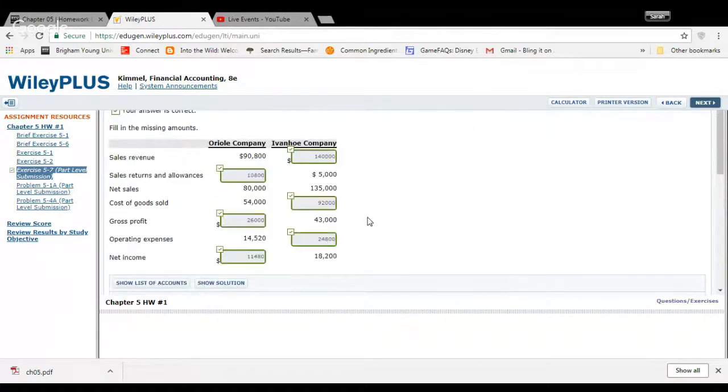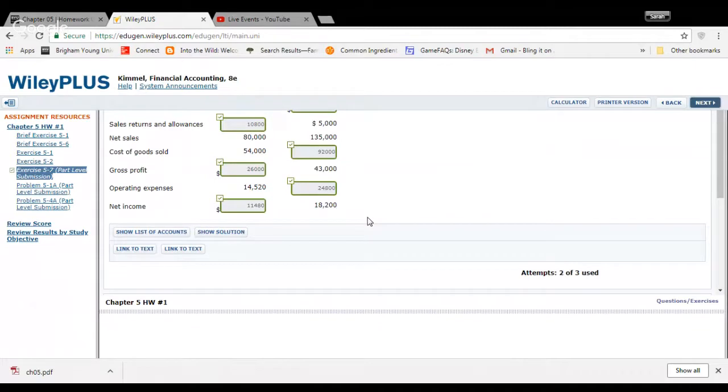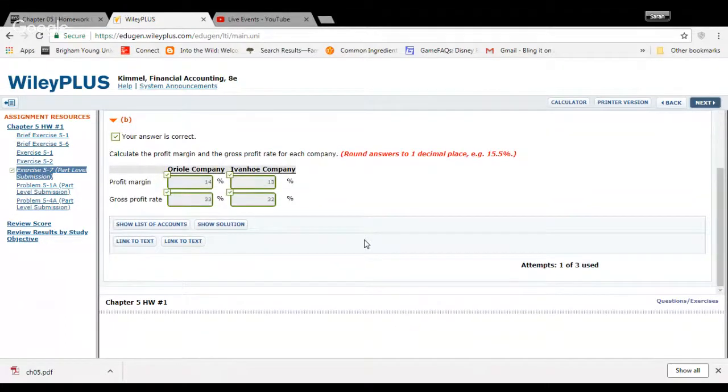And then for the second company, we have gross profit equals 43,000 over net sales of 135,000. That's 43 divided by 135 equals 0.318, which means you'll round it up to 32% rather than 31.8%.